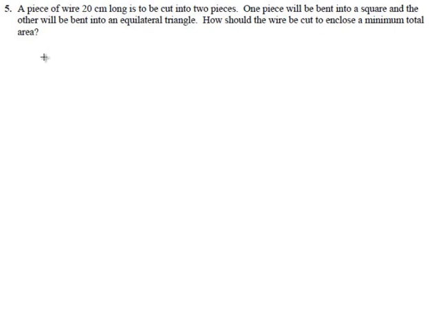A piece of wire, 20 centimeters long, is to be cut into two pieces. One piece will be bent into a square, and the other will be bent into an equilateral triangle. How should the wire be cut to enclose a minimum total area?